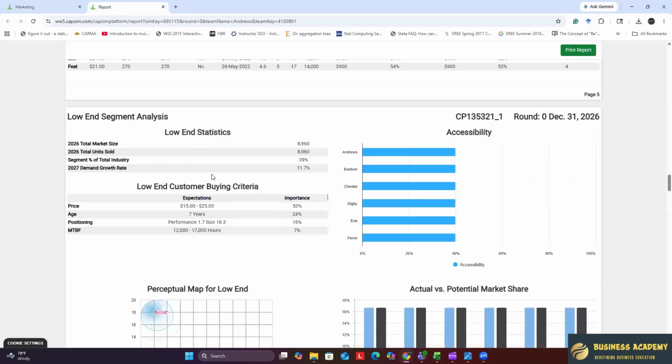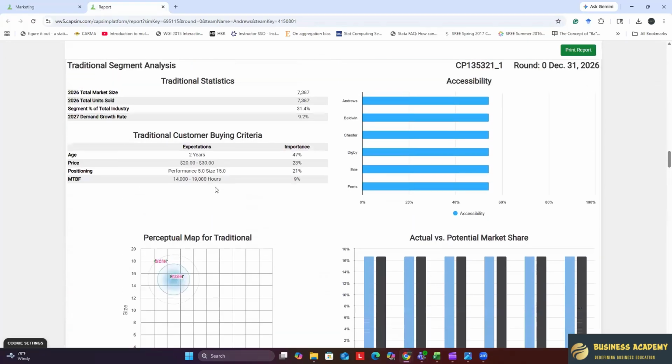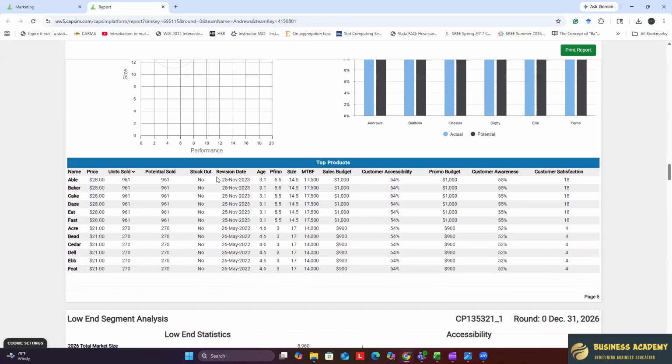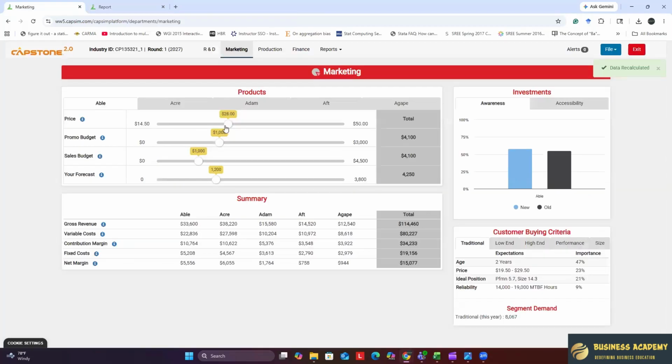Next, what are my competitors charging for this particular product? My competitors charged $28. Everybody charged $28 because round zero was a parity. Everybody was equal, everybody's products were identical. That's the starting point. So if I charge $28 here, let's assume I do.